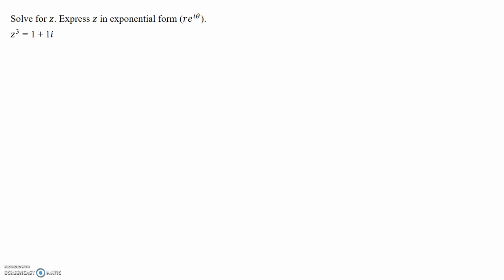So here we're asked to solve for z and express our answer in exponential form. Looking at our equation, we can see we've got z to a power, in this case a power of 3. In order to solve this, essentially what we're going to need to do is change our Cartesian form here into exponential form, and that's going to make it easier for us to then undo this power of 3. So let's do that as a first step, converting this across.